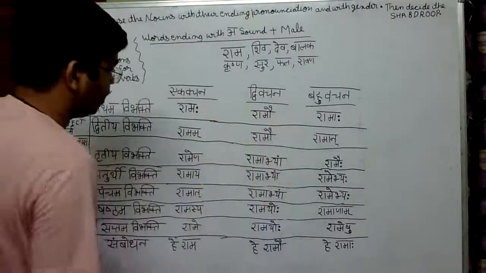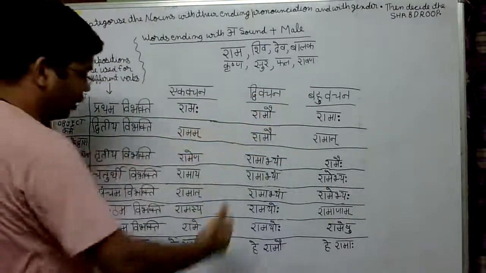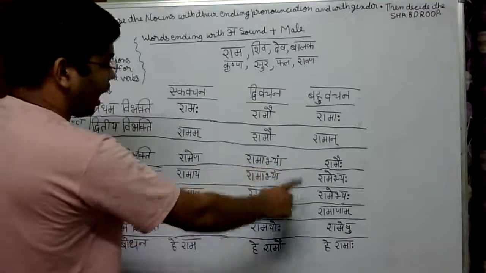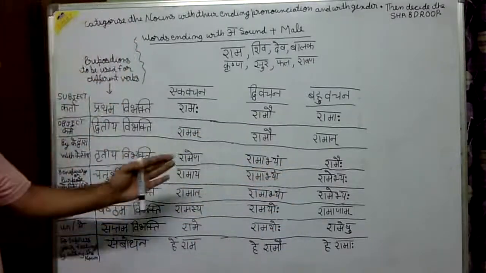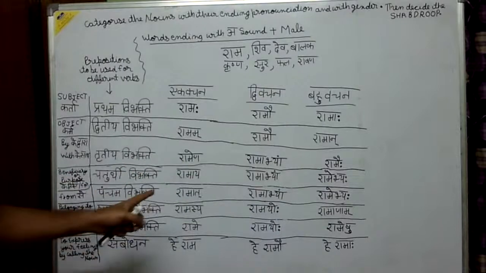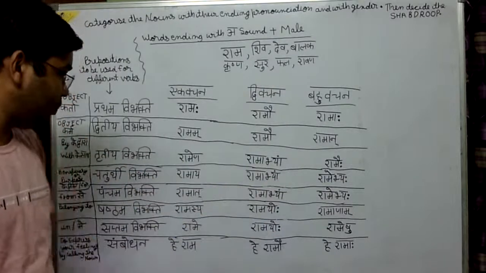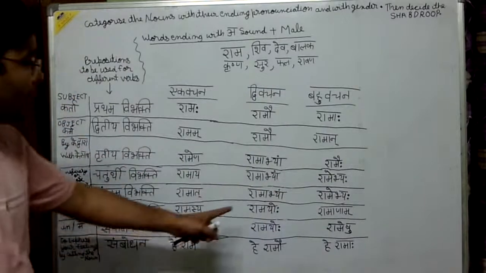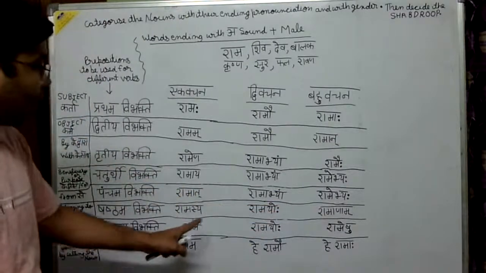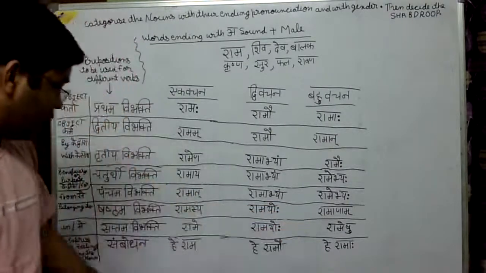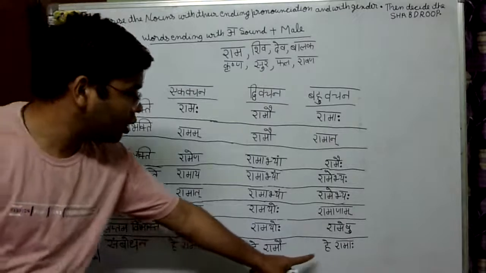Ramah Ramau Ramah, Ramam Ramau Raman, Ramena Ramabhyam Ramaih, Ramaya Ramabhyam Ramebhyah, Ramat Ramabhyam Ramebhyah, Ramasya Ramayoh Ramanam, Rame Ramayoh Rameshu, He Ram, He Ramau, He Rama.